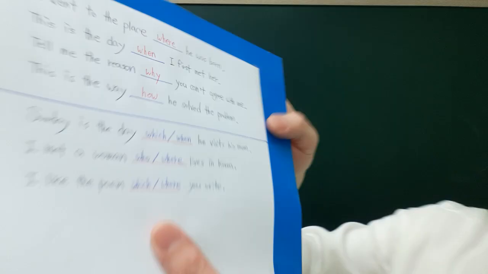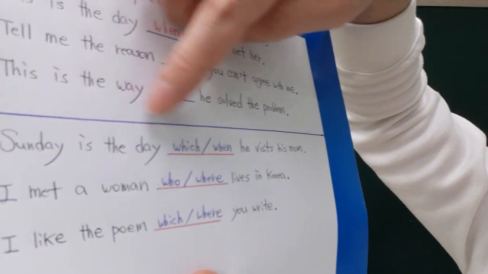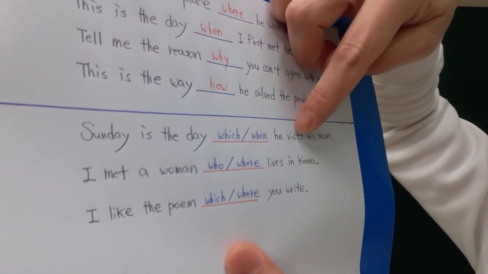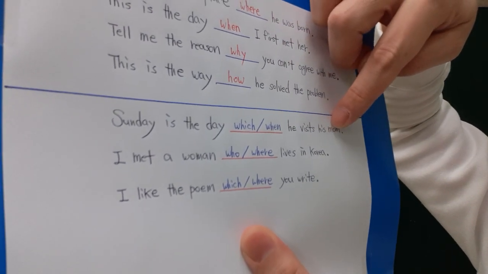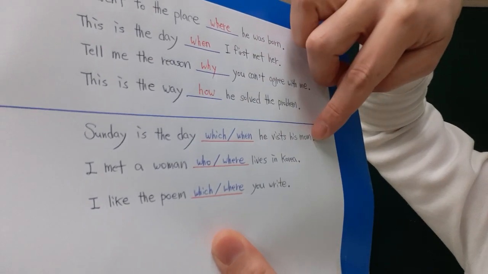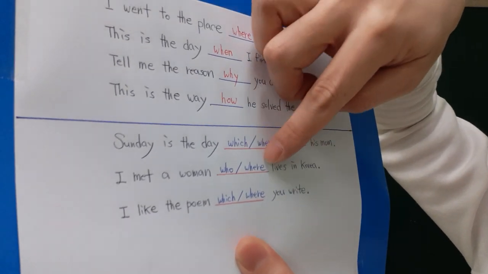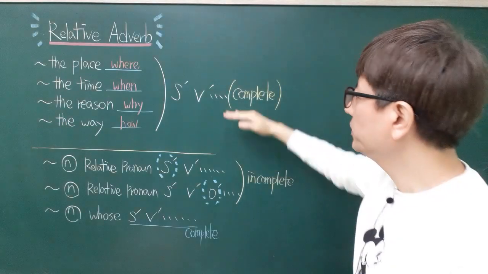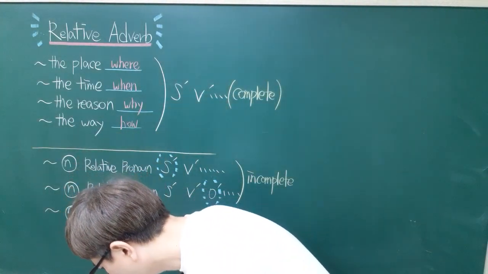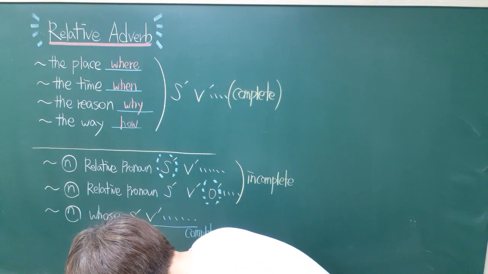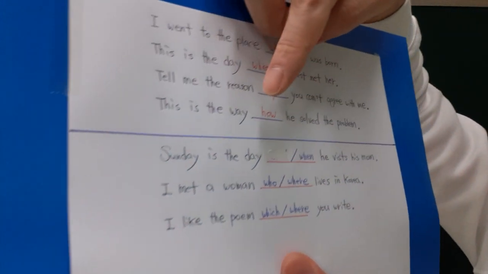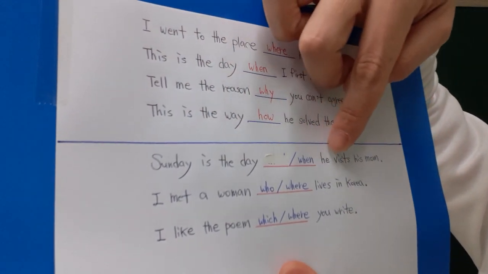Look at this. Sunday is the day blank he visits his mom. He is the subject, visits is the verb, his mom is the object. He visits his mom. Complete sentence, then we should have a relative adverb. So the correct answer is: Sunday is the day when he visits his mom.